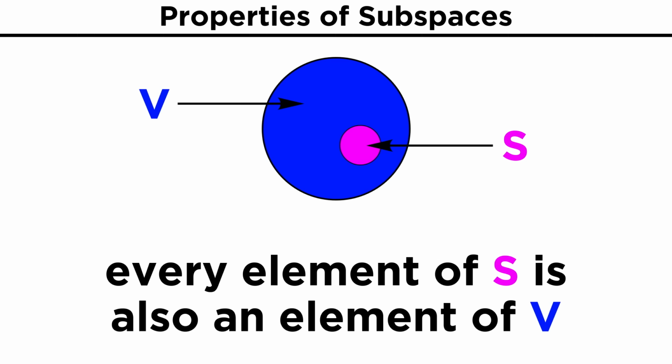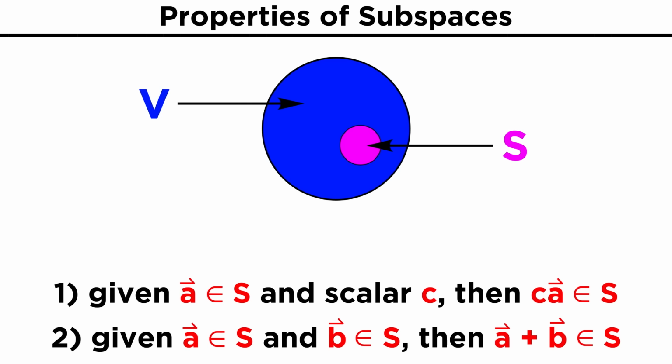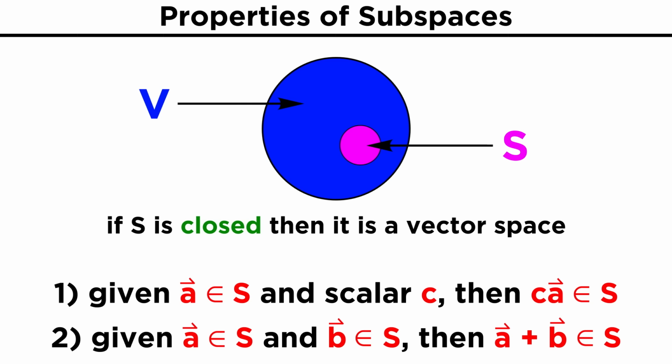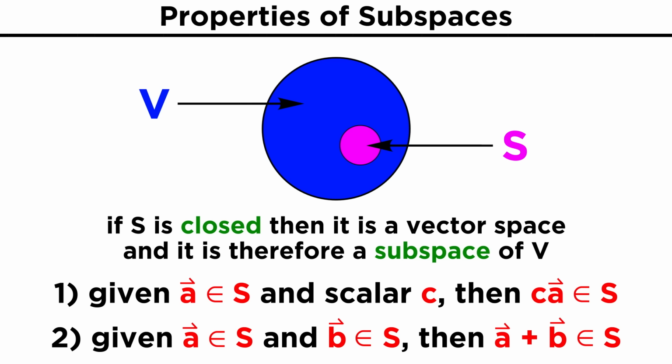This means that the only requirement we need to check in order to determine whether S is a vector space is that it satisfies the properties of closure. If S is closed, it will also be a vector space, and because it is completely contained in the larger vector space V, we will then call it a subspace of V.